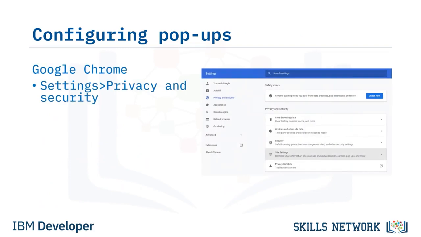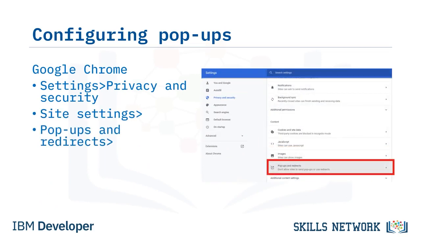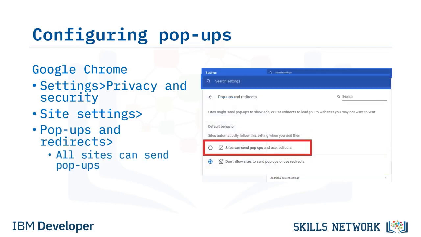To modify Google Chrome's behavior when encountering pop-ups, open Settings and select Privacy and Security. Select Site Settings and then scroll down to the Content section and select Pop-ups and Redirects. Here you can choose which default behavior to use for pop-ups.